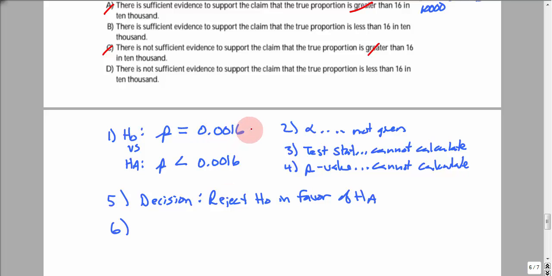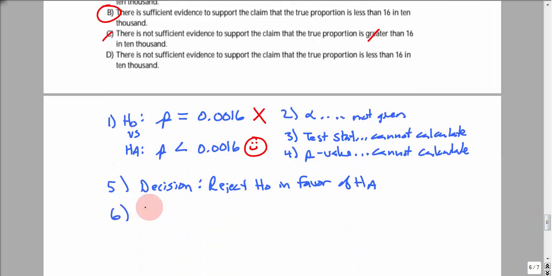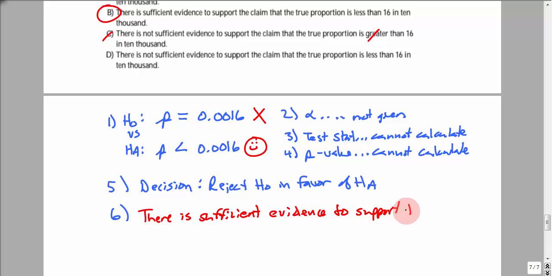So there is sufficient evidence to support the claim that the true proportion is less than 16 in 10,000. Well, we rejected HO in favor of HA. So we said we have evidence for HA, which is letter B. So this is letter B. So there is sufficient evidence to support the claim that the true proportion is less than 16 in 10,000.